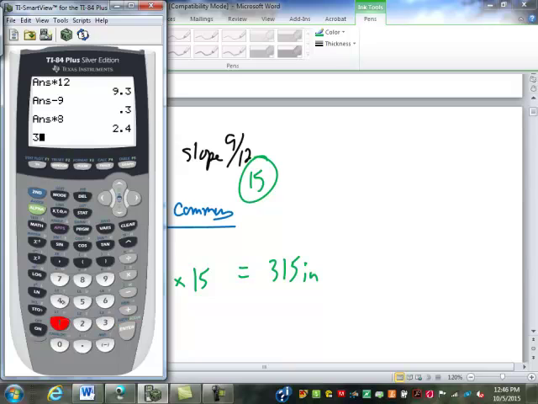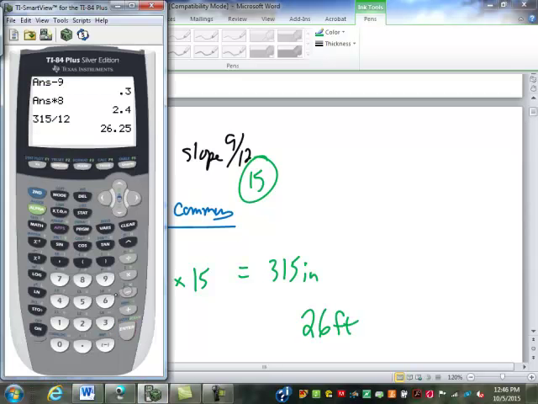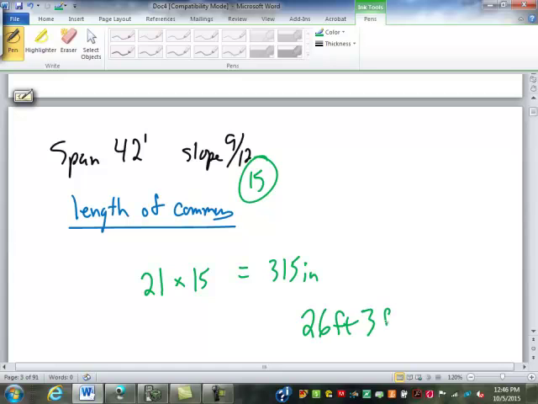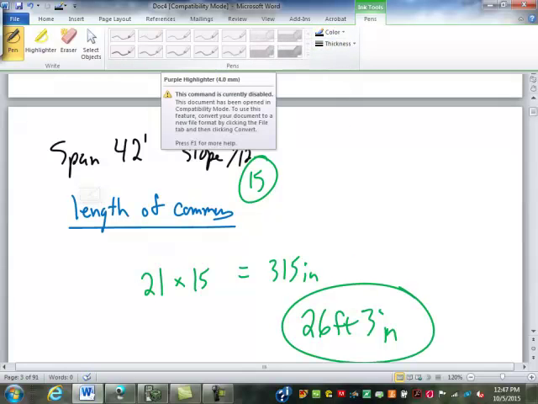So on my calculator, I'm going to take that 315 inches and what am I going to do? I'm going to divide by 12. Very good. Gives me 26.25, so that's 26 feet. Then what? Subtract the 26, and then times 12 puts us back at 3 inches. So that's 26 feet, 3 inches. So that one didn't need to go to eighths or sixteenths. It came out to an exact inch.